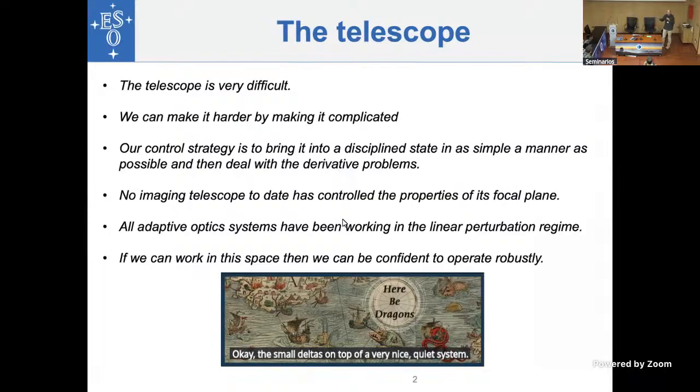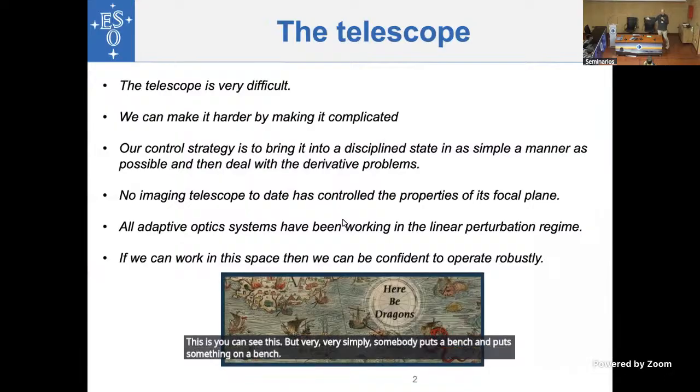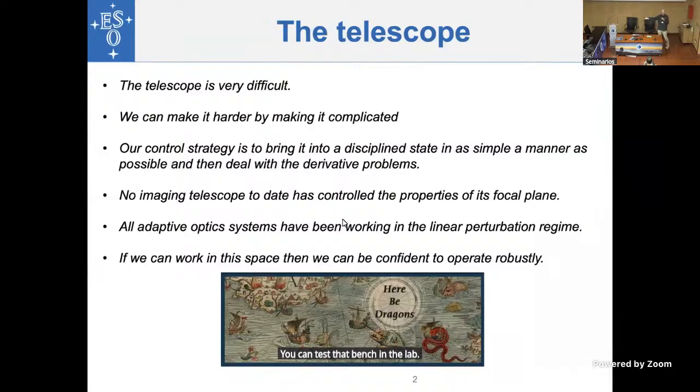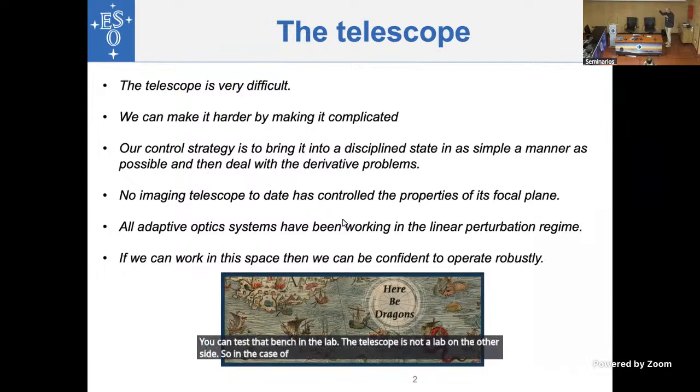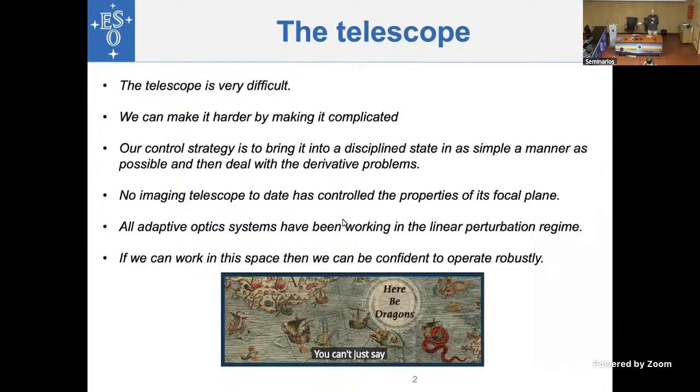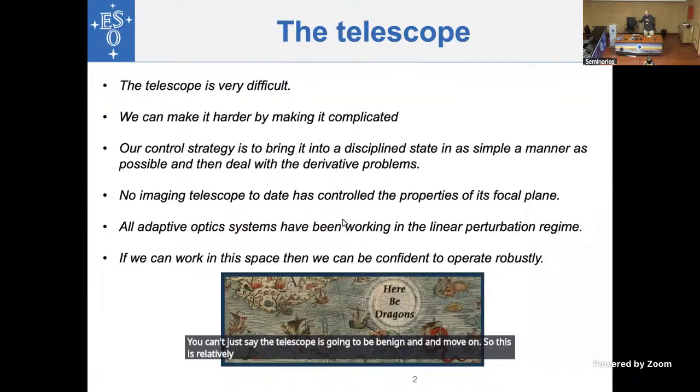Okay? This is, you can see this, but very, very simply, somebody puts something on a bench. Okay? You can test that bench in the lab. The telescope is not a lab on the other side. So in the case of the ELT, and these are a few slides that are going to follow, you can't work this way. Okay? You can't just say the telescope is going to be benign and move on. So this is relatively important. So if you move away from this regime that we understand, there could be dragons out there.